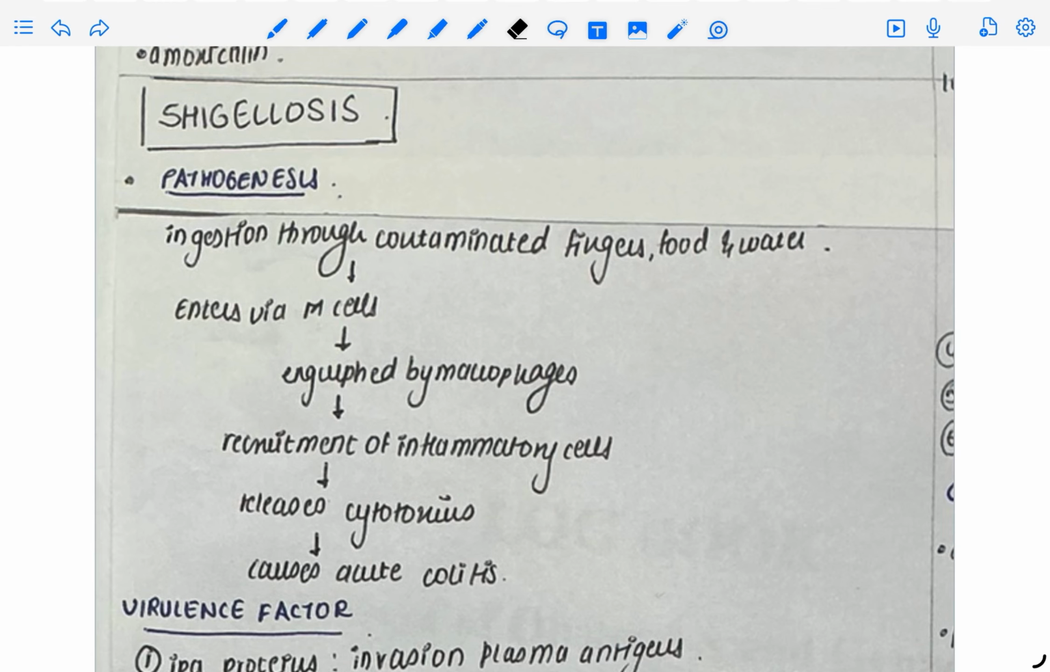Okay, so today we are going to talk about shigellosis. Shigellosis is caused by an organism which is called Shigella. This organism is a gram-negative organism.